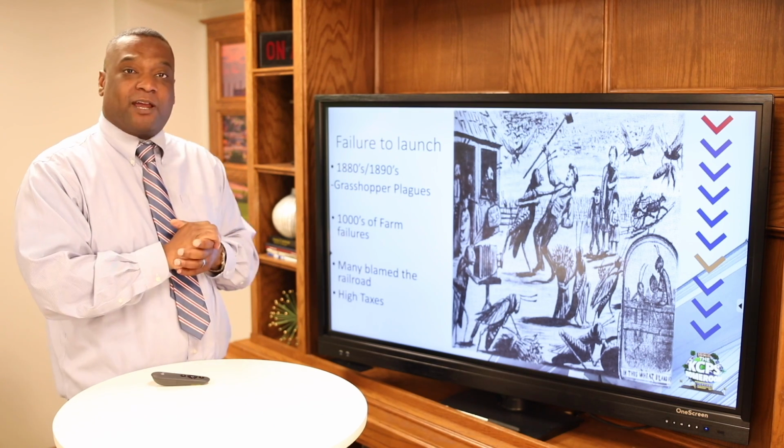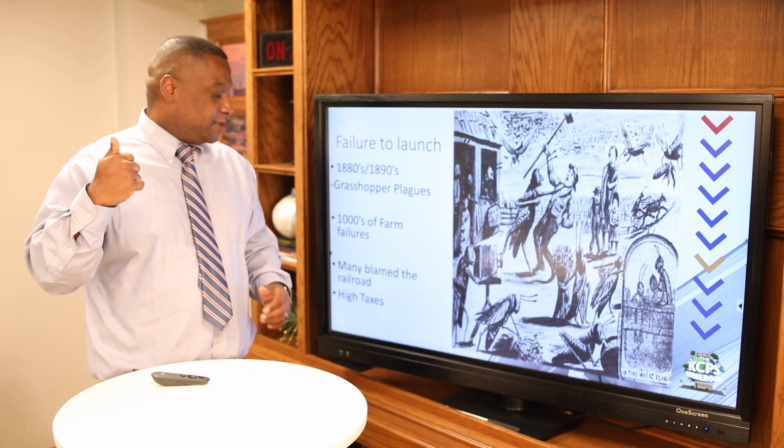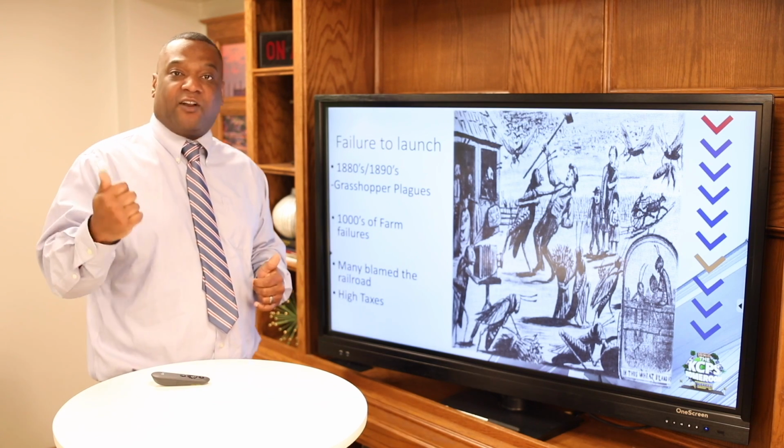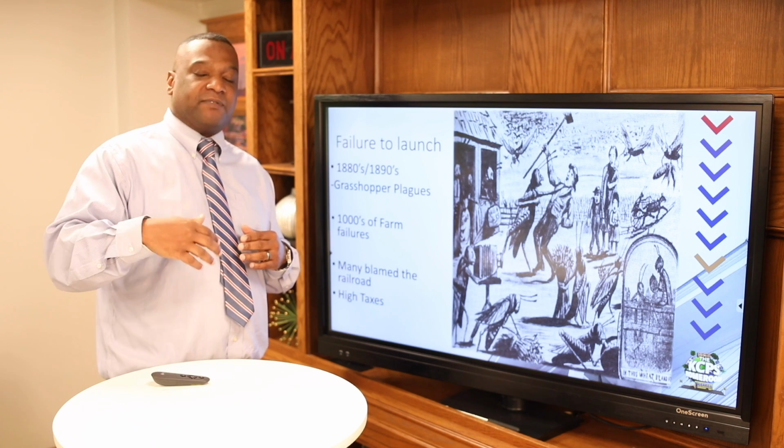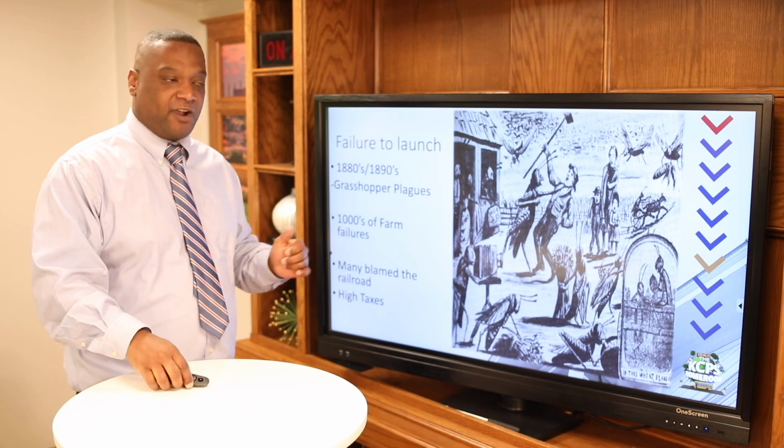Then many blamed the railroads because railroad prices were high. The railroads knew they could take advantage of these farmers. Then you had high taxes too. Many of these local governments basically had high taxes on these farmers.